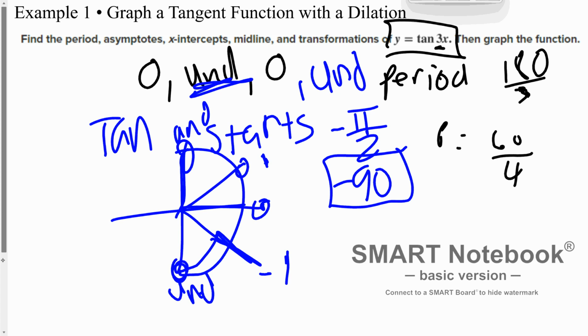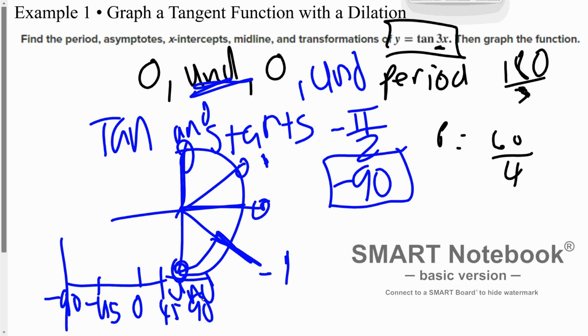So if I was asked to graph this, which I am, I'm going to start at negative 90 degrees. And then I'm going to count by 45. So negative 45, and then 0, and then 45, and then 90. And then my y values are undefined, so that's going to be a dotted line like that. And then negative 1 down here, 0, positive 1, undefined. So now we just need to find our new x's. Instead of negative 90, negative 45, 0, 45, 90, we're multiplying by 3.